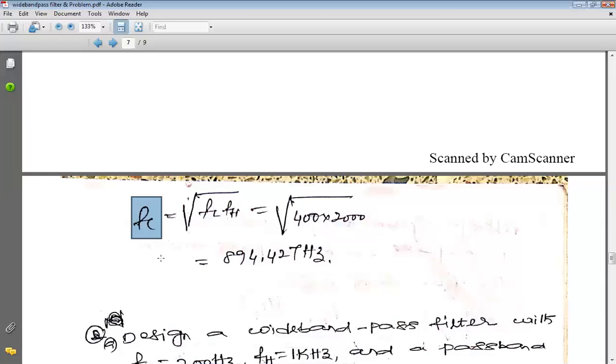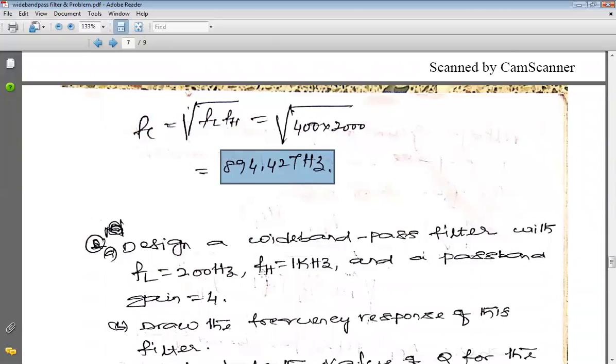We are going to get 894.4, that is nearly 895 hertz. At 895 hertz, the critical frequency, the gain is at its maximum magnitude, which is the total pass band gain at this signal frequency.